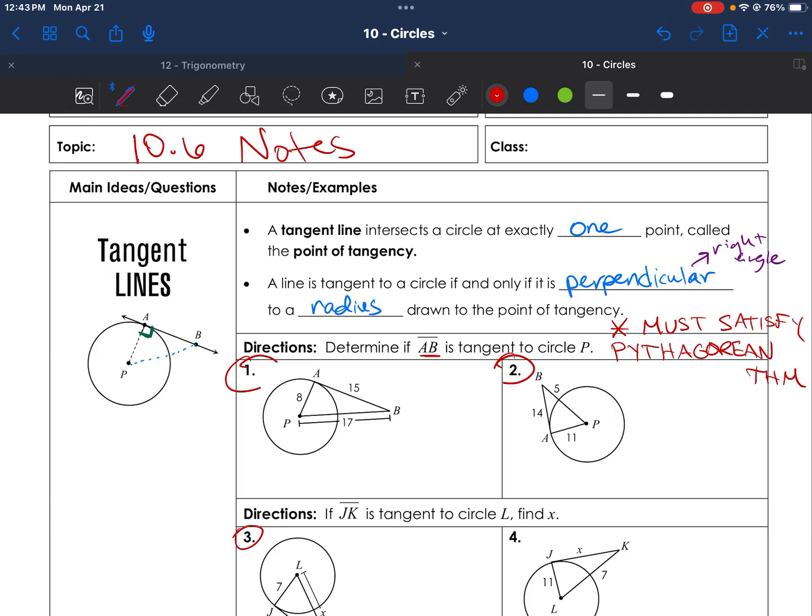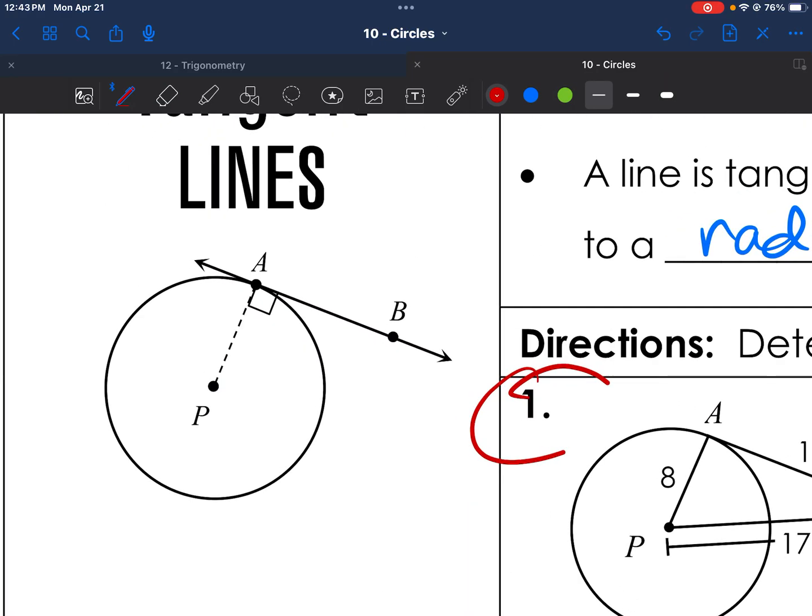So a tangent line is going to intersect a circle at exactly one point, and that one point is called the point of tangency. Alright, so we look over here at this figure. My tangent line is going to be line AB, but the point of tangency will be point A. So that'll be my point of tangency.